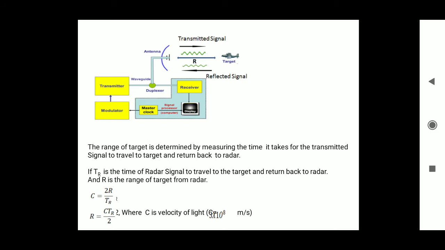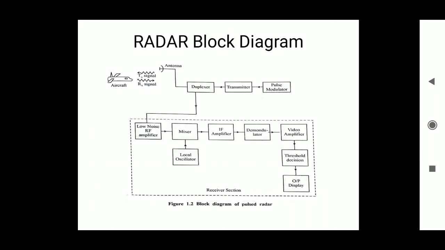2R is the total journey distance, and TR is the total duration between the transmitted and received signals. So using this formula we can calculate the range of the target. Range R equals C times TR divided by 2, where C is the velocity of light. This is the basic principle to calculate the range of an object. Now we discuss the basic block diagram of the radar system.